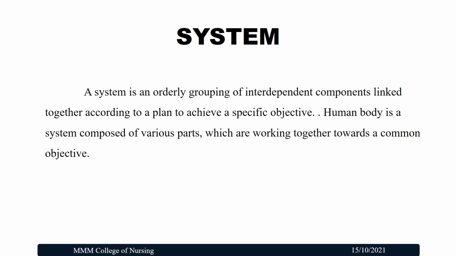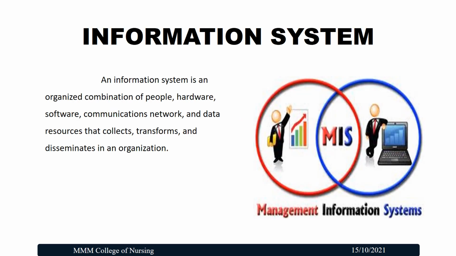System. A system is an orderly grouping of interdependent components linked together according to a plan to achieve specific objectives. The human body is a system composed of various parts which are working together towards a common objective. Information system. An information system is an organized combination of people, hardware, software, communication networks and data resources that collects, transforms and disseminates data in an organization.